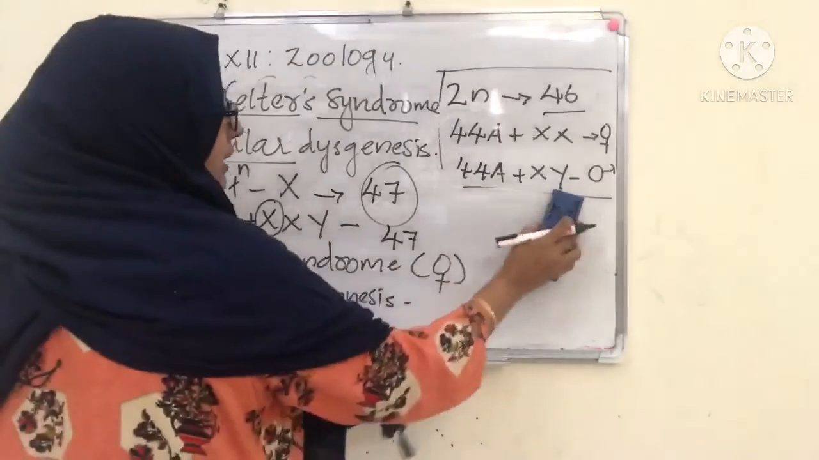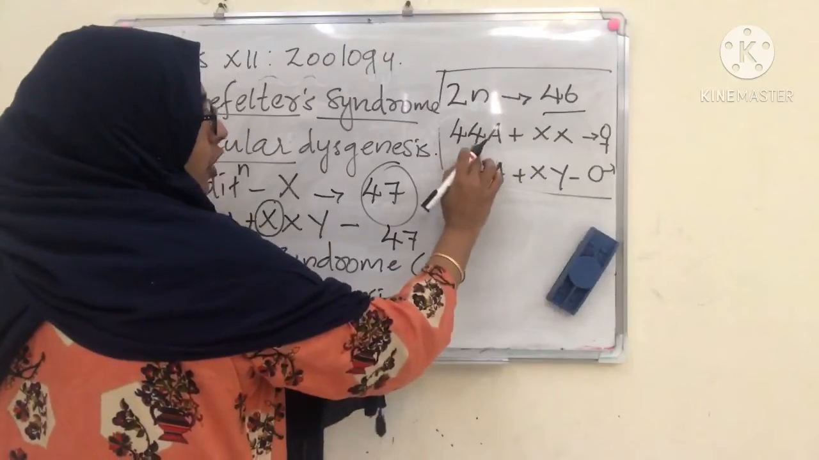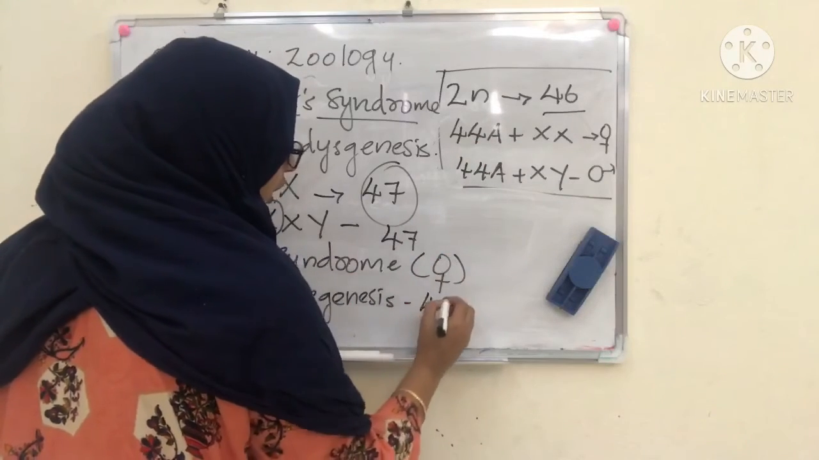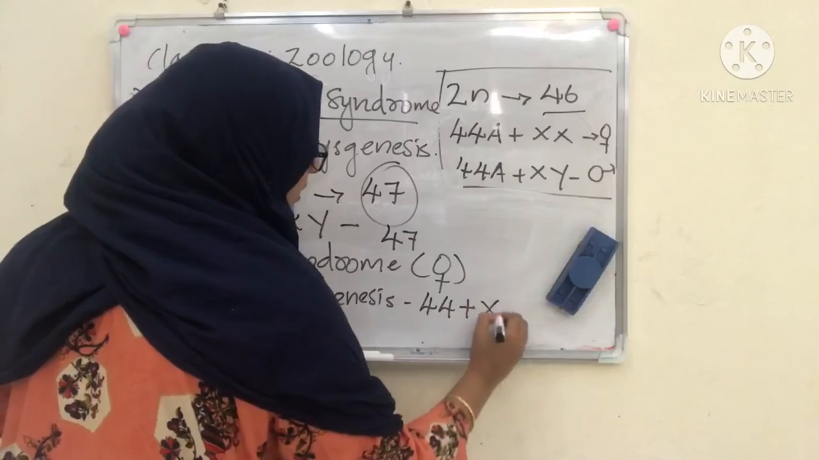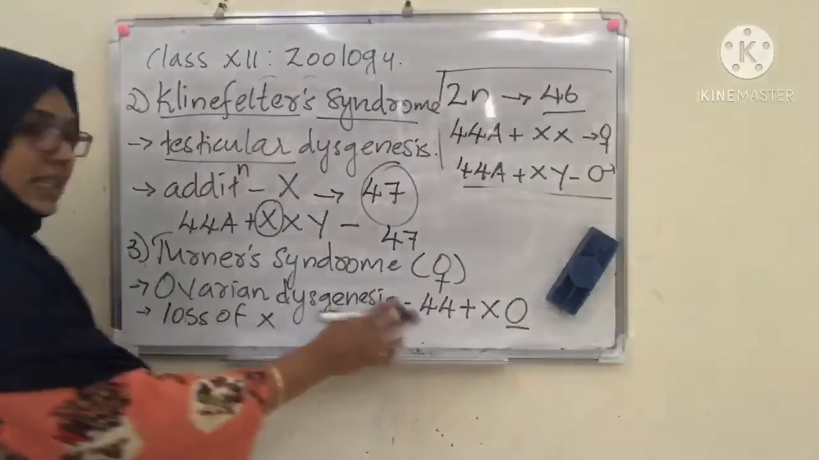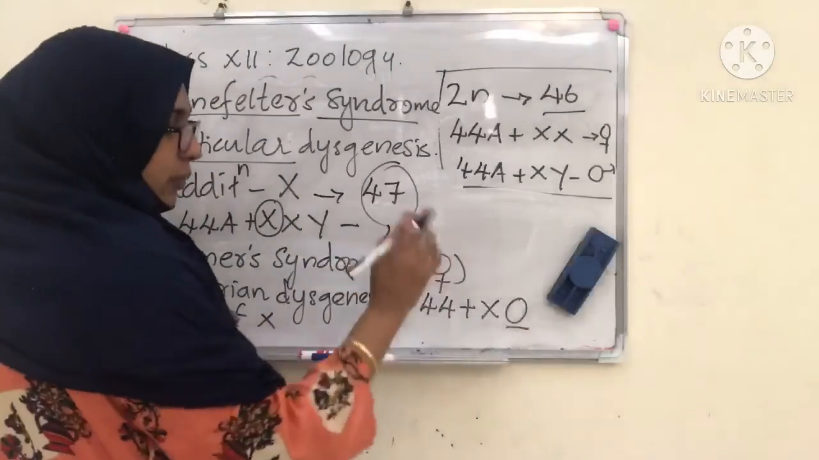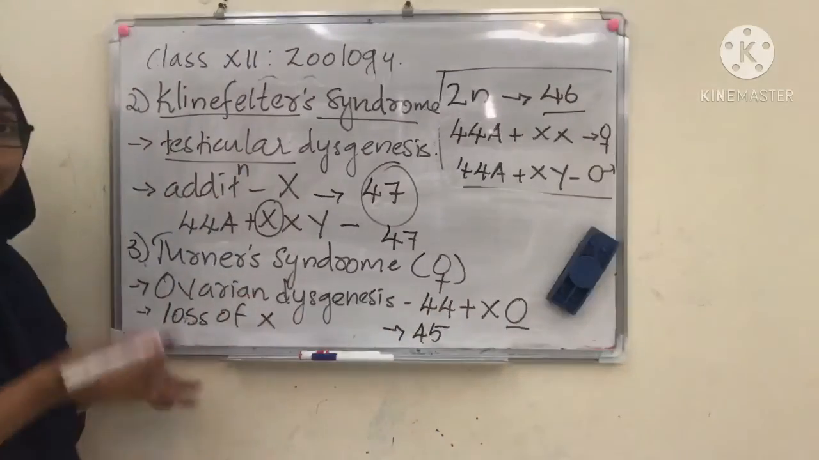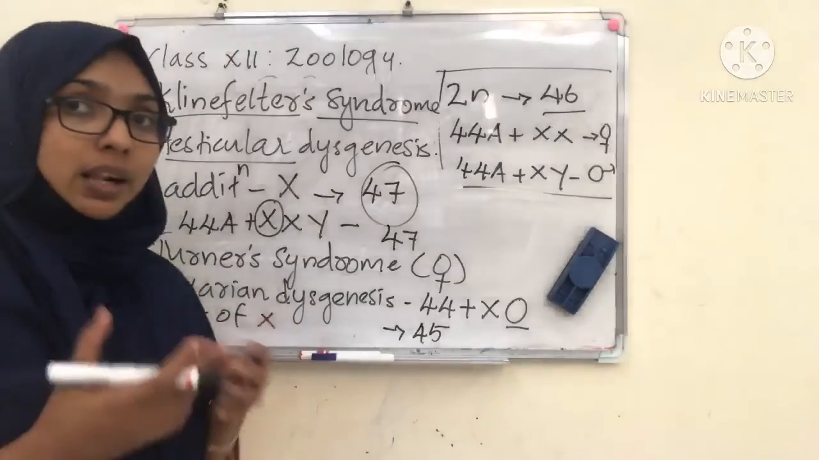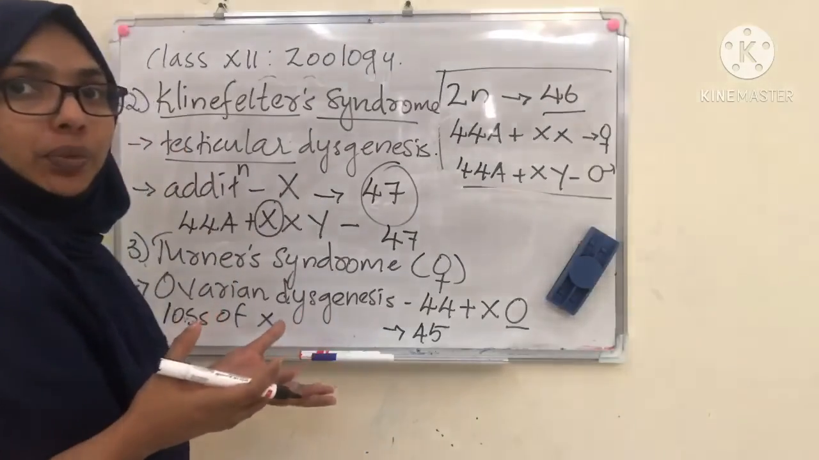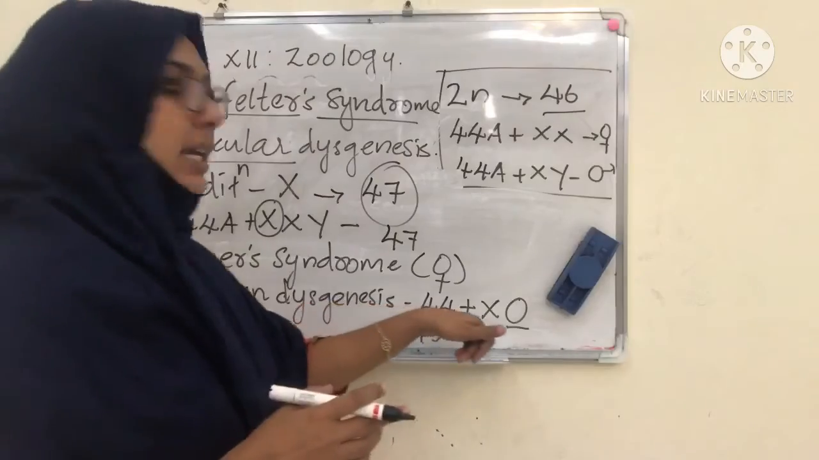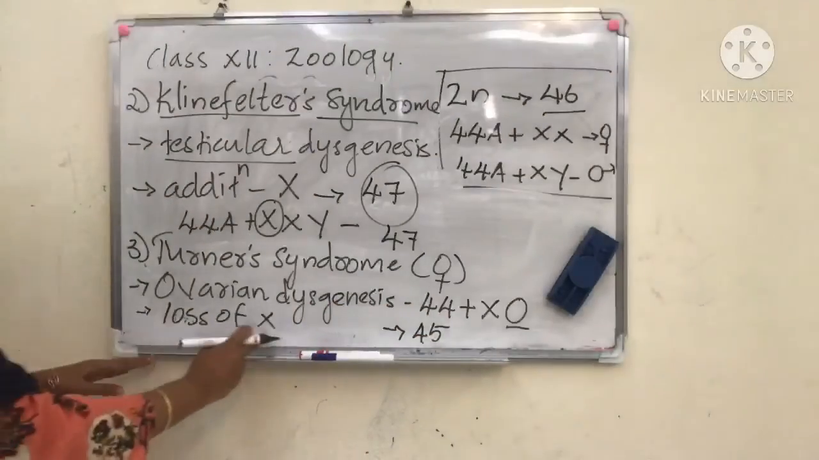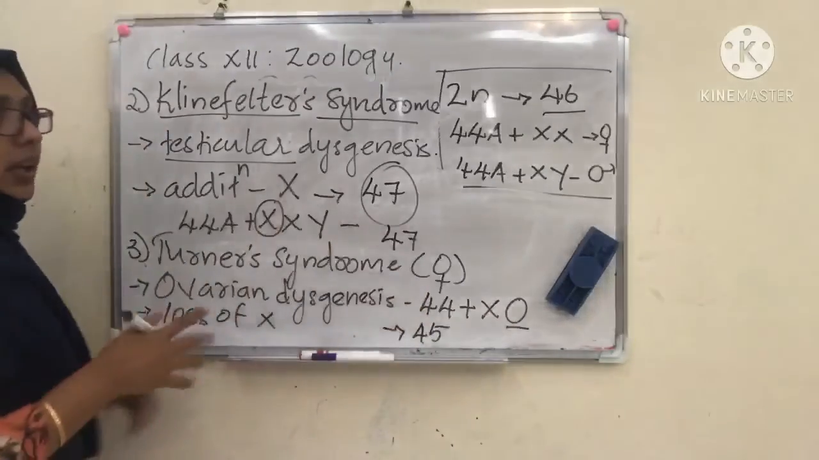So normally what is the female condition? 44 plus XX. Here what is happening? 44 plus X. One will be absent. You have to represent 0 there to express that. So altogether the chromosome number will be 45 rather than the normal 46. Is that clear? 44 plus X, which means one X is deleted. Loss of one X chromosome. This is seen in female.